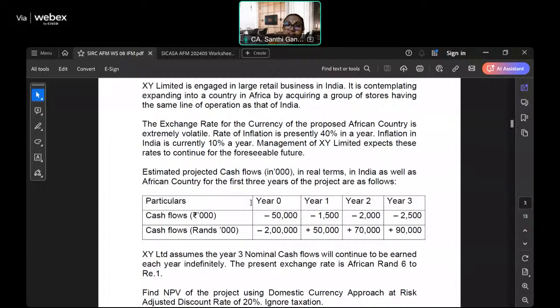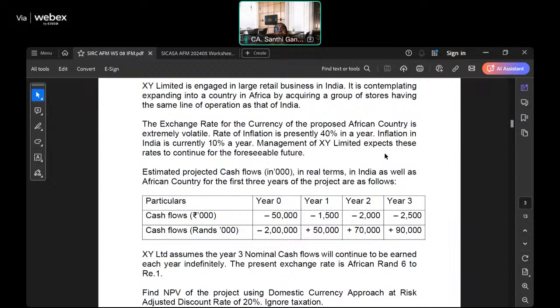Find NPV of the project using domestic currency approach at risk-adjusted discount rate of 20%. So clearly mentioned, follow domestic currency approach and domestic risk-adjusted discount rate is given. XY Limited is engaged in large retail business in India. It is contemplating expanding into a country in Africa by acquiring a group of stores having the same line of operation.